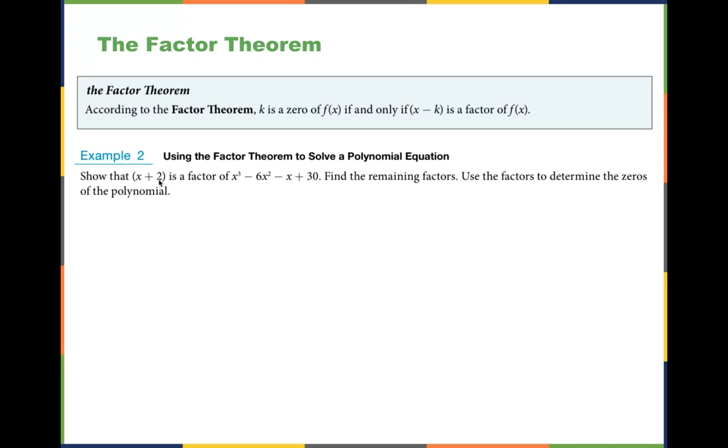Here's an example where we'd use this. Show that x plus 2 is a factor of this cubic polynomial, and then find the remaining factors. Use the factors to determine the zeros of the polynomial. What this is asking is, factor this polynomial, and they're giving you one of the factors.